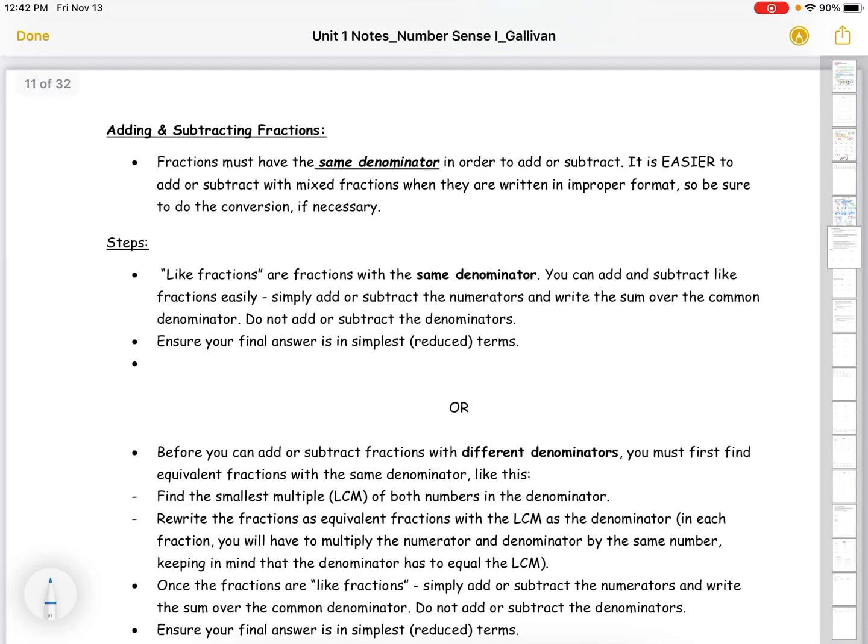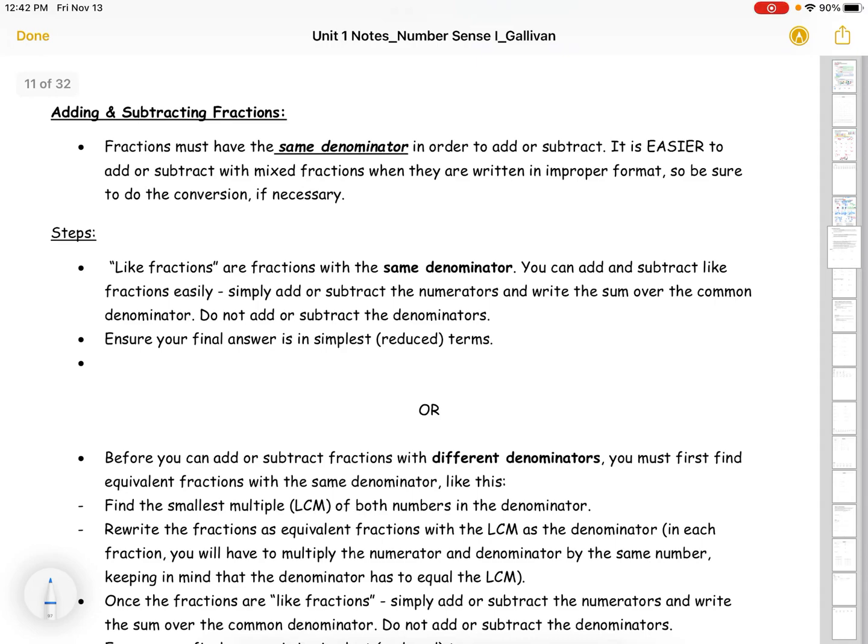Now, adding and subtracting fractions, much fun. So lots of instructions here. Hopefully this is something we remember how to do, but if not, we're going to review it.